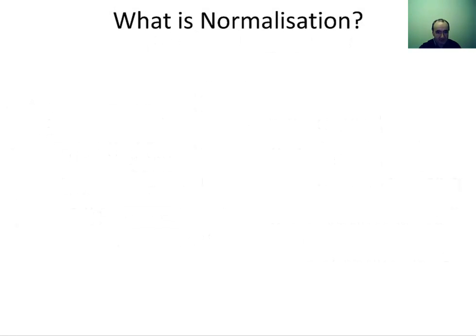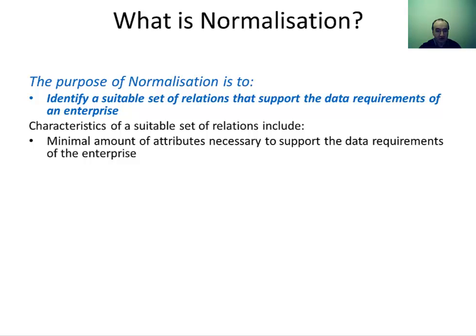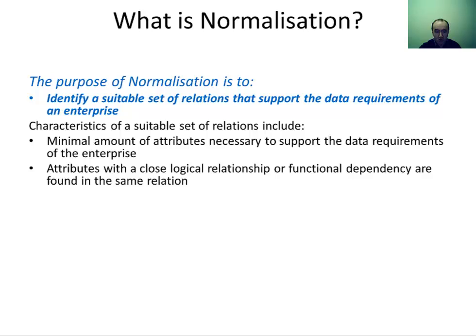So what is normalisation? The purpose of normalisation is to identify a suitable set of relations that will support the data requirements of an enterprise. Characteristics of a suitable set of relations include a minimal amount of attributes necessary to support the data requirements of the enterprise. Attributes with a close logical relationship or functional dependency are found in the same relation.